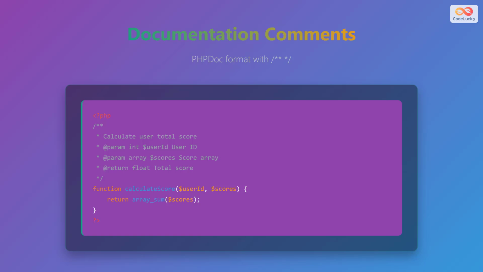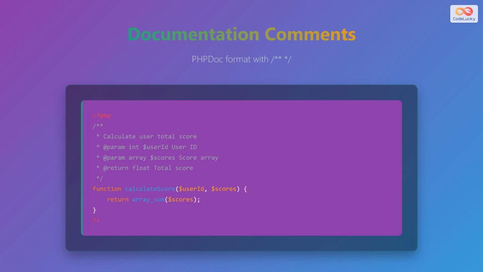Documentation comments are used for professional code documentation, typically following the PHPDoc format. These comments are written within a /** and */ block, and can include tags to describe function parameters, return values, and other important information.